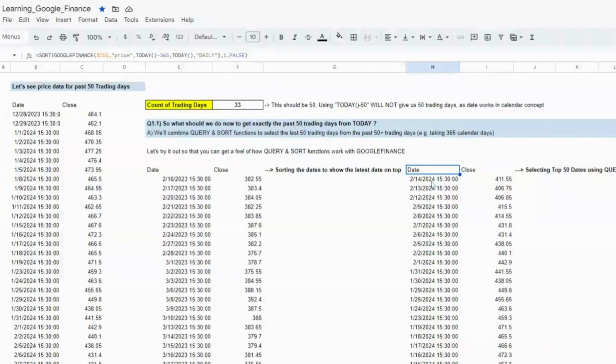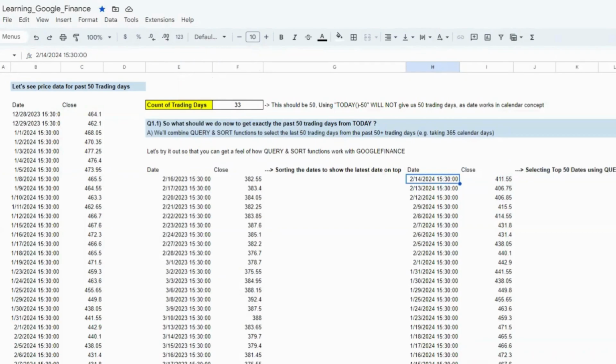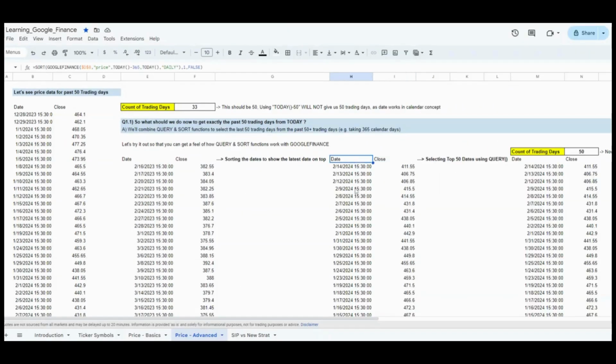Latest date, sorted. One means sort column one, that is the date column. And then false means it is not ascending, it is descending, right? So once we do that, okay, so now 14th February, 13th February, 12th February. This is just the one day before data that I'm getting right now. Okay, so now we have the most recent dates sorted. Now, if I only restrict the number of rows coming here to 50, my count will automatically become 50. How do we do that?